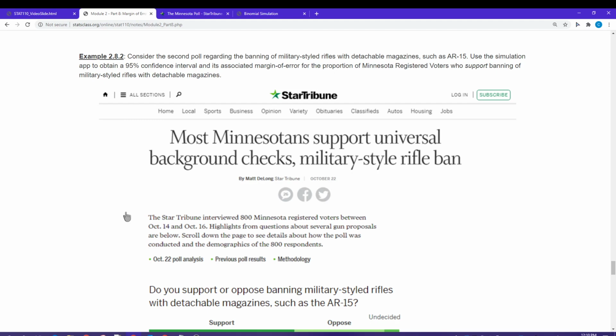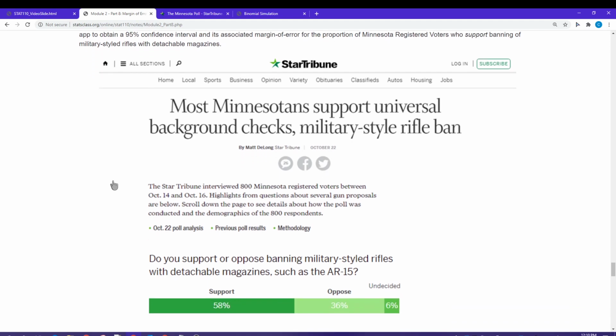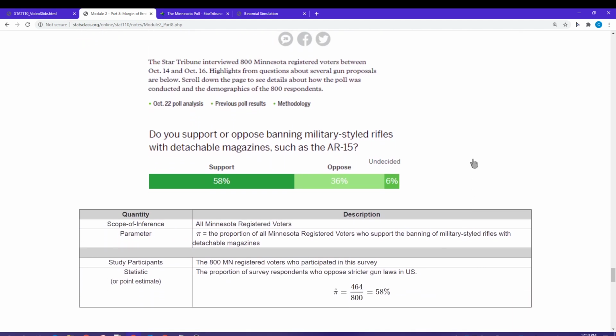So how about a second example? This one is again from the Star Tribune. It has to do with supporting universal background checks and military-style rifles. So one of the questions was, do you support or oppose banning military-style rifles with detachable magazines? This poll actually had 800 Minnesota registered voters instead of 625. The proportion from the poll was 58% here.